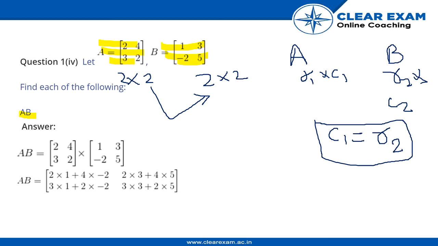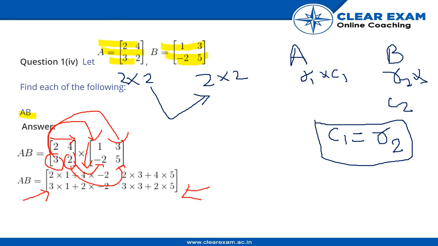I hope you all got the beginning parts. Now I am moving to the third element. Now we have to find this element. As I told you, we move horizontally in the first matrix and we move vertically in the second matrix. So to find the third element, we multiply 3 with 1 and 2 with -2. And for the fourth element, we multiply 3 with 3 and 2 with 5. And we get our answer as this matrix. This is AB.